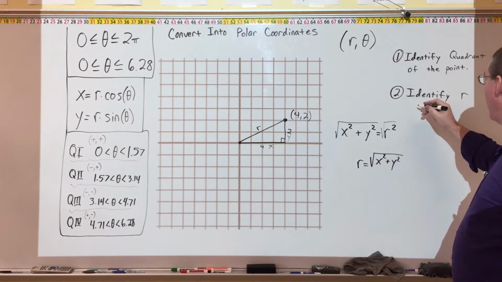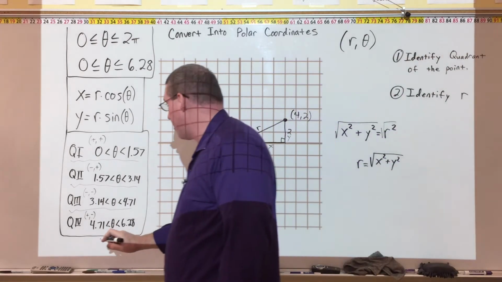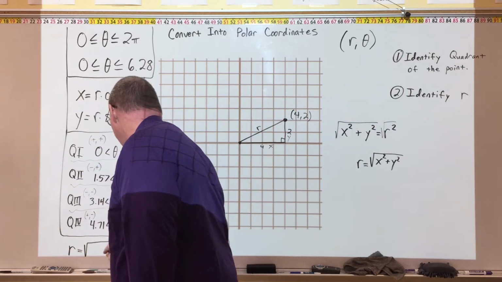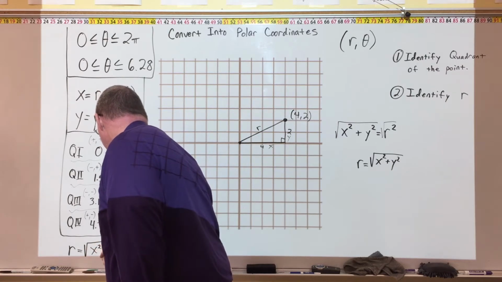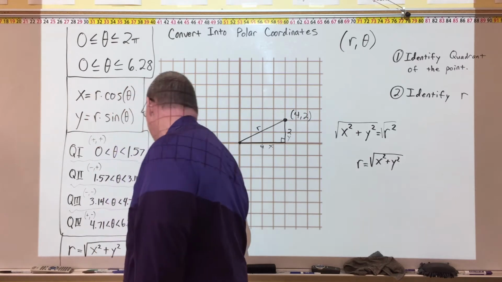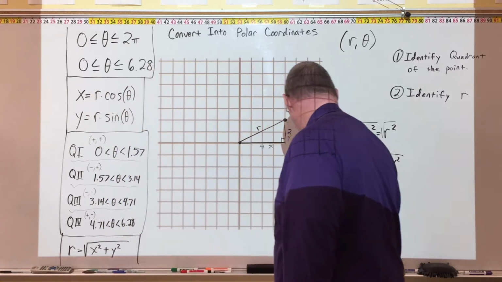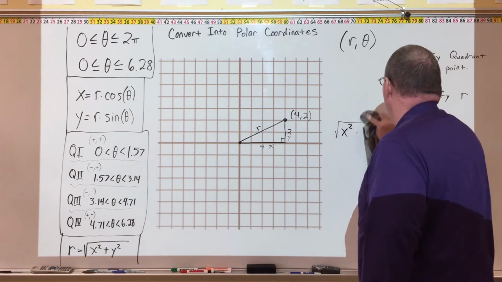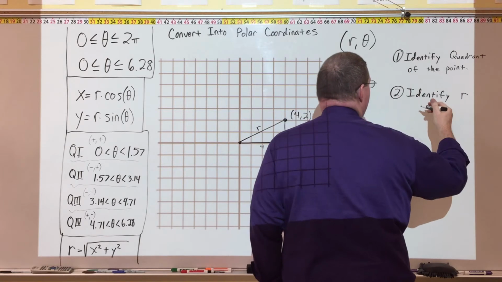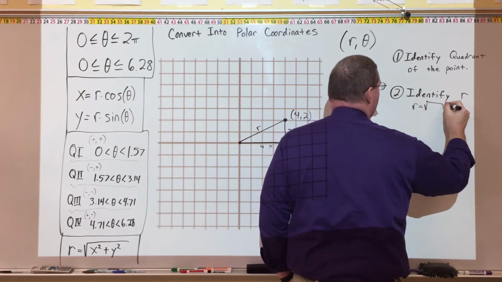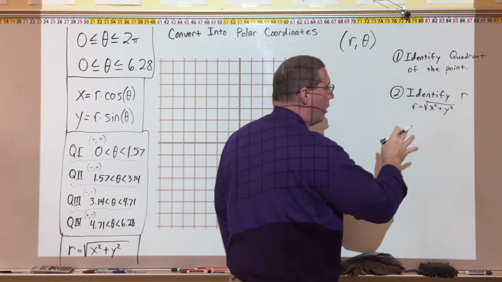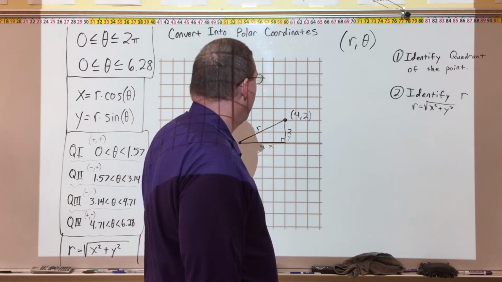And so to identify R, we're going to use the formula. I'll put this down here: R is equal to the square root of x squared plus y squared. And that is pretty much our last formula that we're going to need for this, okay? All right, and so that is always going to be our second step, to identify R. And remember, R is always going to be equal to the square root of x squared plus y squared, okay? And we're going to solve this in just a little bit, okay?